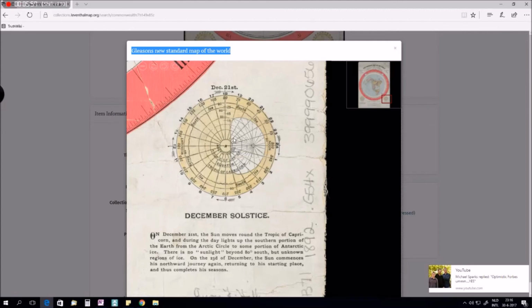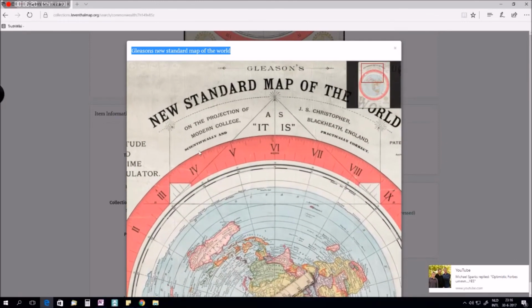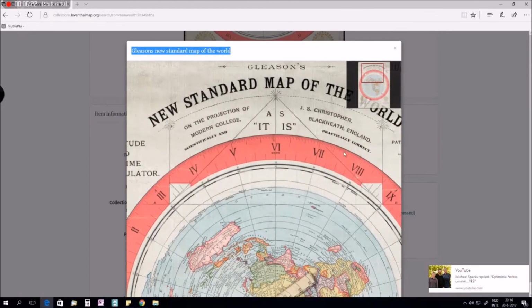But even the daytime in the north is not correct, like 1, 2, 3, 4, 5, 6, 7, yeah, well, 8 hours, probably. But it's even longer than in Tasmania, in Australia. And of course, that cannot be correct. We all know that is not correct. So this map, although it says scientifically and practically correct, it is obviously not. It is a blatant lie.